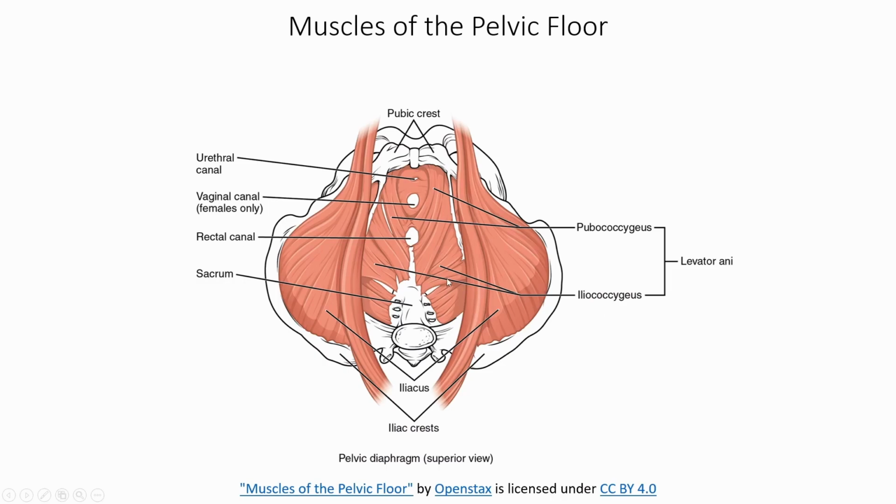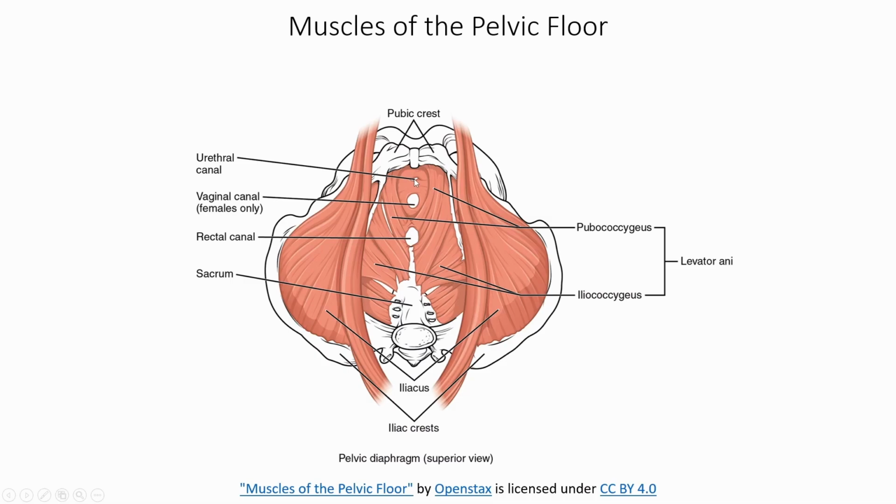The iliococcygeus, which is connecting the ilium to the coccyx. And together we can call these the levator ani. So it's kind of, remember, lift, right? Levator, we're lifting something.